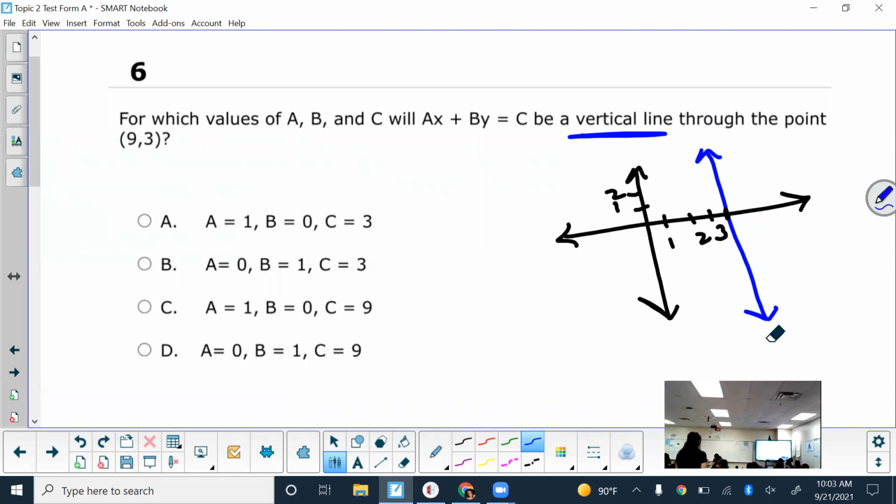So for this random example that's not related to this problem, my equation for that would be x equals 4. So vertical lines have the equation x equals a number basically. The number depends on where that line is. It's wherever it touches the x. So if it's a vertical line going through the point 9,3, so x,y, what's my equation?